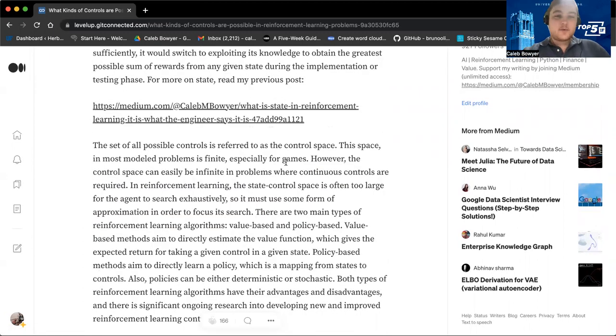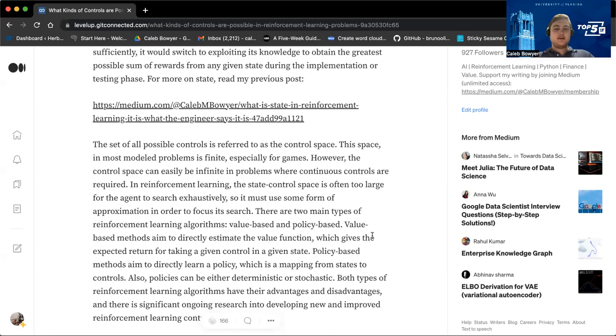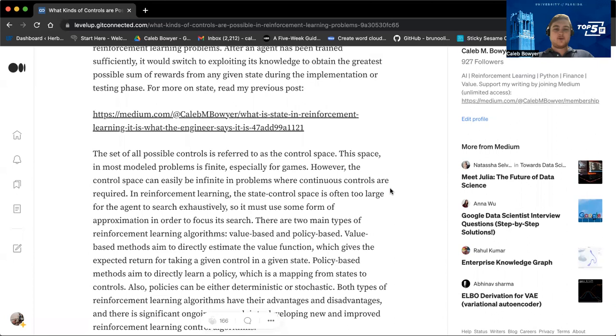The set of all possible controls is referred to as the control space, similar to how the set of all states is the state space. This space for controls in most model problems is finite, especially for games. You move the piece here, you move the piece there, etc. However, the control space can easily be infinite in problems where continuous controls are required. Think about a system that's stochastic and you make a control decision according to some probability. Probabilities are continuous in nature and hence infinite.